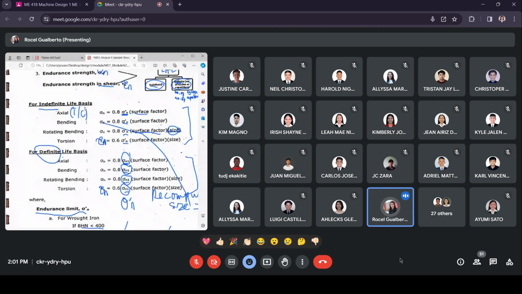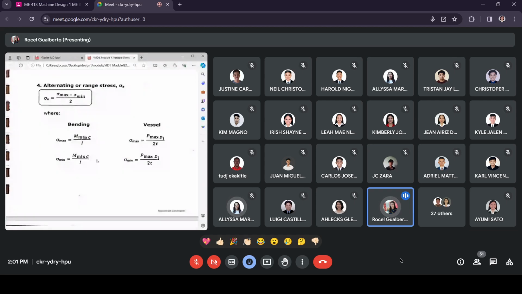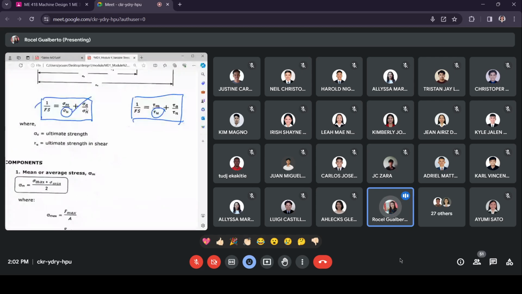None? Okay, so let's go back to the Soderberg or Goodman equation. Here are the Goodman and Soderberg equations. We are done with sigma n and tau n. What remains are sigma m, sigma a, tau m, and tau a. So what are those values?